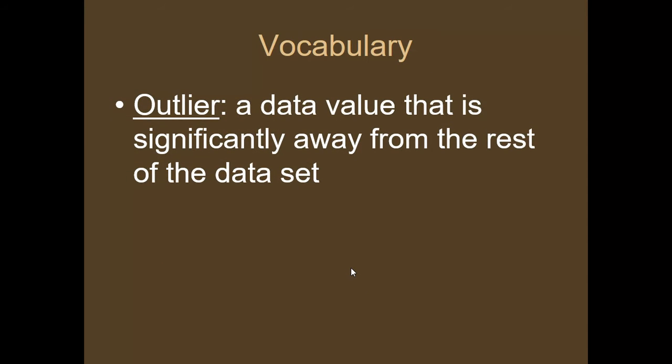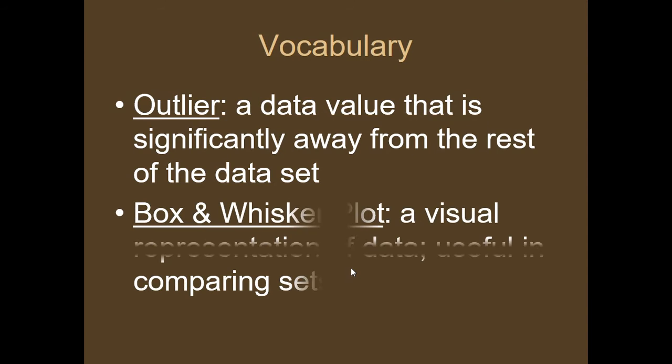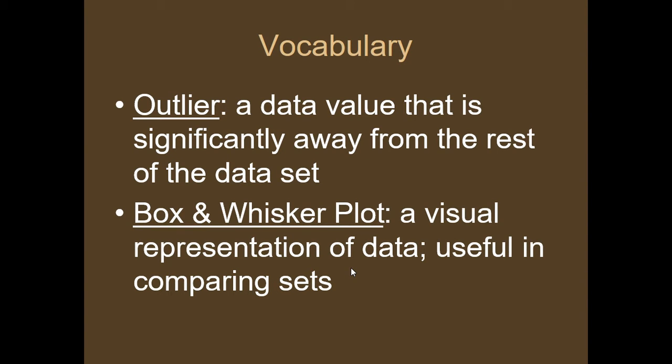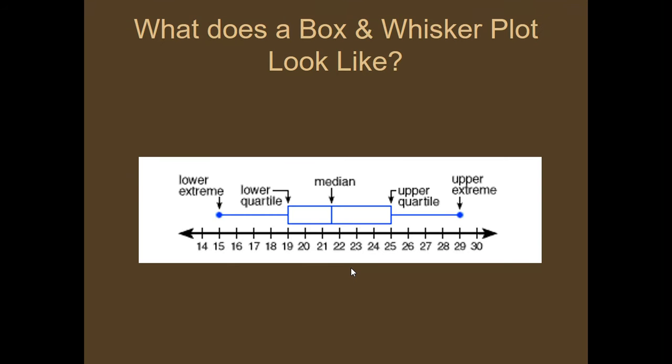And then we've got an outlier. We've talked about this with some of our other graphs. If you've got a data value that is significantly different from the rest of them, it might skew your data a little bit. And I'll show you an example of how that can affect it in a few minutes. And then, of course, we've got the box and whisker plot, or just a box plot. It is a visual representation of data, and it is helpful when you want to compare sets of data.